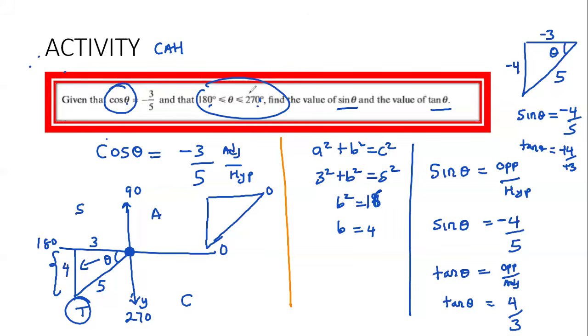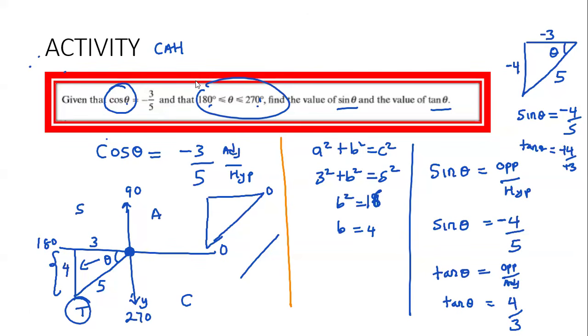Any other? Excuse me, sir. When does this 5 become negative? No, your hypotenuse can never be negative. Okay. Thank you, sir.